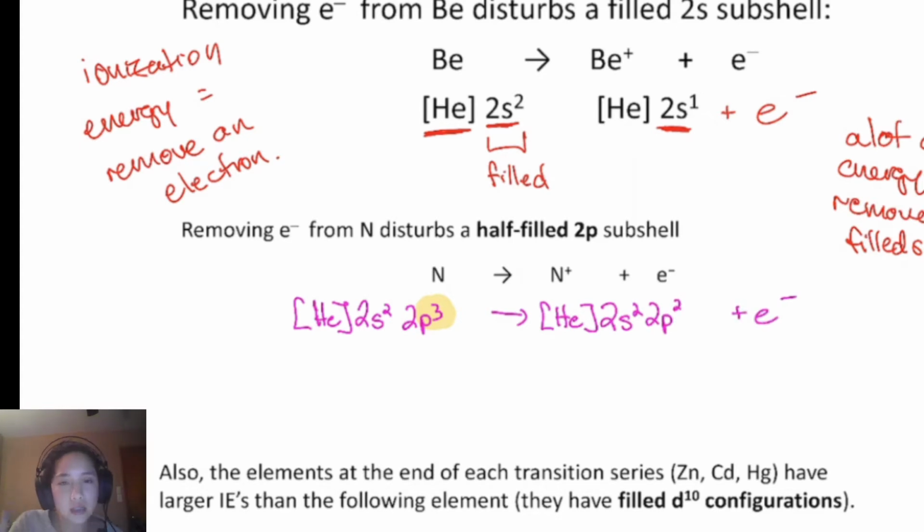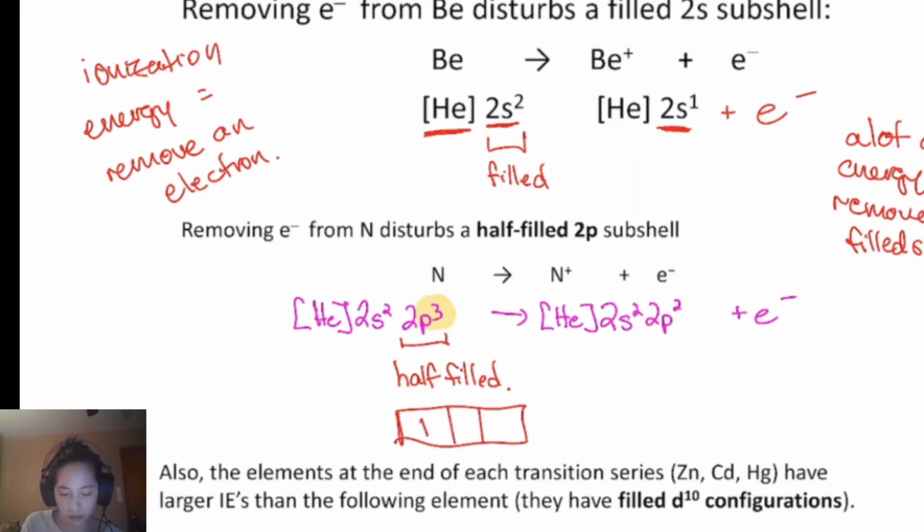The reason why nitrogen has a larger first ionization energy than oxygen is because 2p3 is a half-filled orbital set, because there are 3 electrons in the p shell. You know, we can draw it like this, 3.